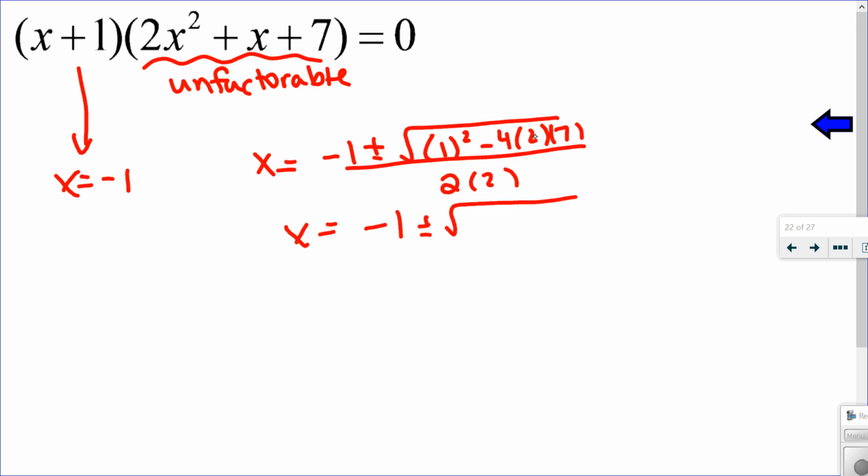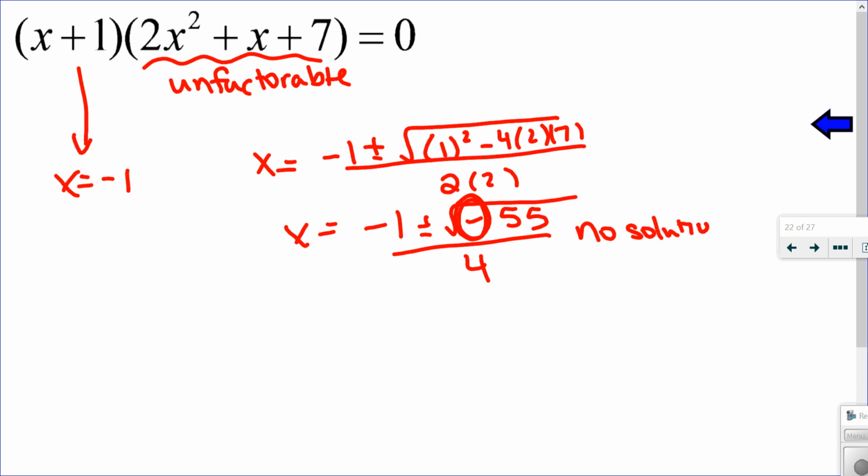So 4 times 2 times 7, that's 56. And then 1 take away 56, that's a negative 55, all over 2 times 2 is 4. Now this, you can't take a square root of a negative, which means that there is no solution.